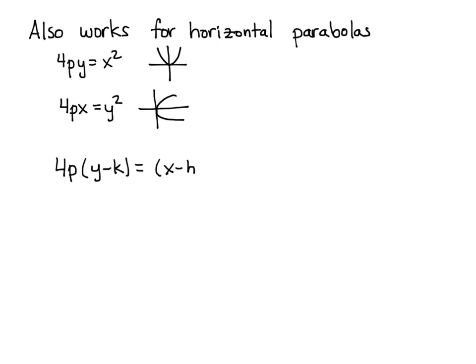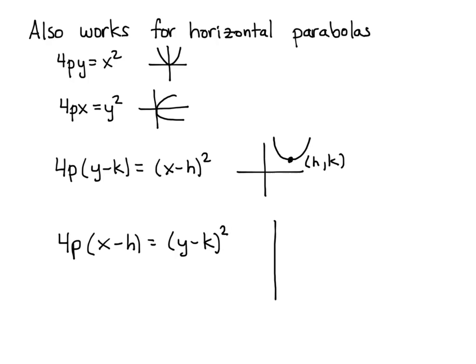So here the focus is further from the origin, so we have a positive p. And then if we want to put these with the displaced version, what we had before was 4p times y minus k equals x minus h squared. And then the horizontal version of that would be 4p times x minus h equals y minus k squared. So how do you tell which one is which? You can tell the difference if you're given the vertex by where the focus lies with respect to the vertex. Okay, everybody up with me? I'm going to try and round this out before the end of class here.